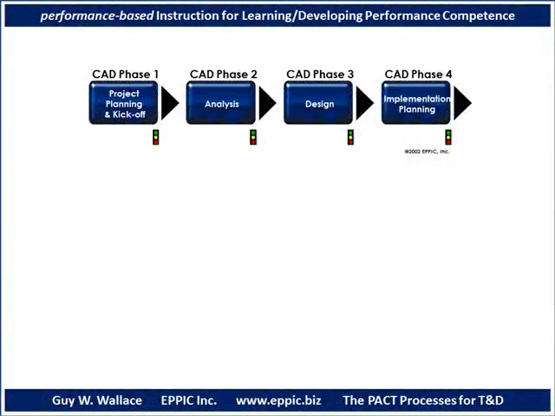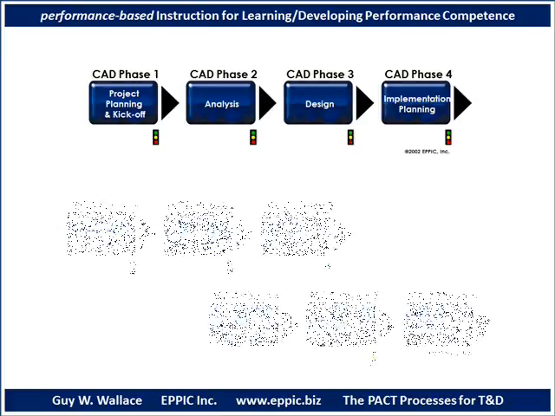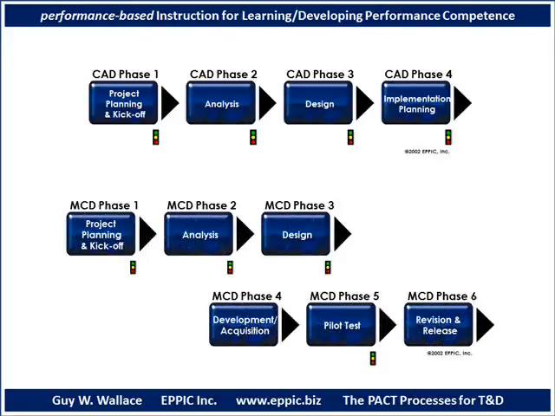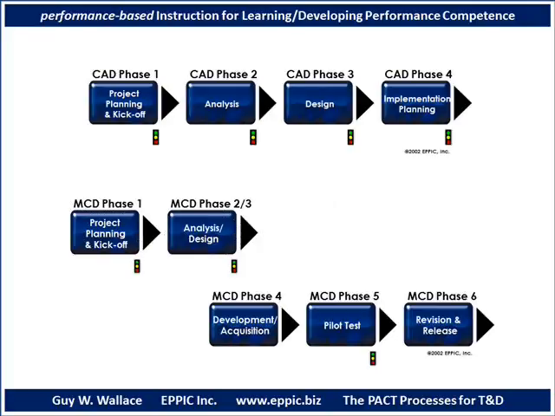The 4 phases of a curriculum architecture design project lead to implementation planning of follow-on MCD efforts, modular curriculum development, the ADDIE-like level of the PACT processes. Here are the 6 phases of an MCD effort. However, analysis and design is often combined post-CAD, but MCD efforts don't necessarily need to have a curriculum architecture design preceding them. If they do, the analysis and design data from the curriculum architecture design effort are often enough to enable a quick review, approval, embellishment of that analysis and design data to get ready for development and acquisition of pilot test materials.